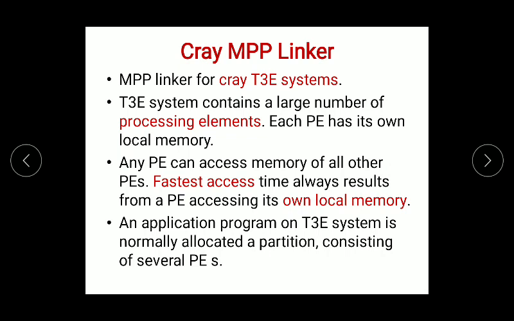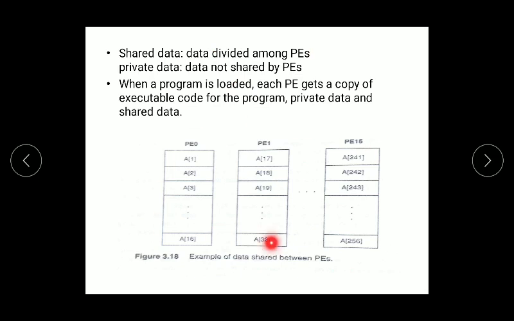Fastest access time always results from a processing element accessing its own local memory. An application program on a T3E system is normally allocated a partition consisting of several PEs. I will show you. This figure depicts the data shared between processing elements PE0, PE1, PE15. Shared data means data divided among PEs, and private data means data not shared by other PEs.